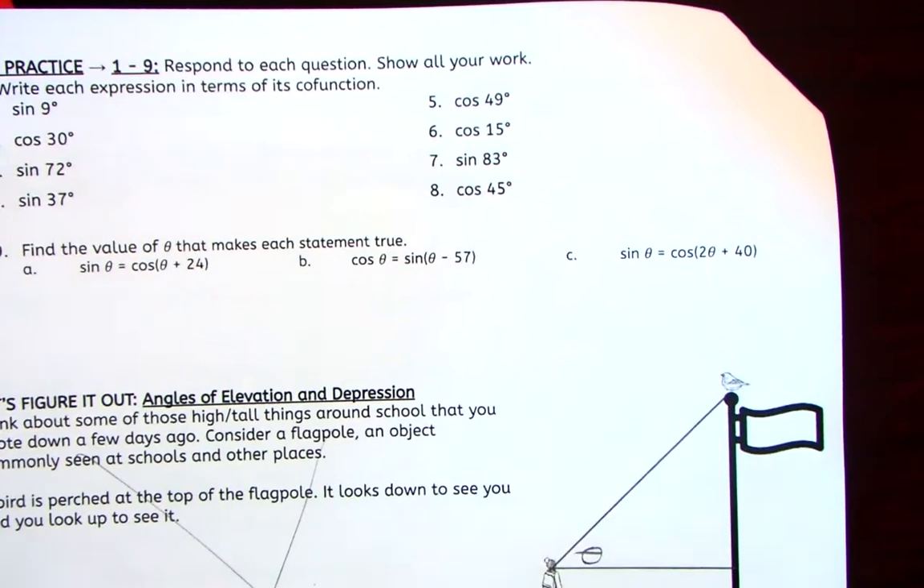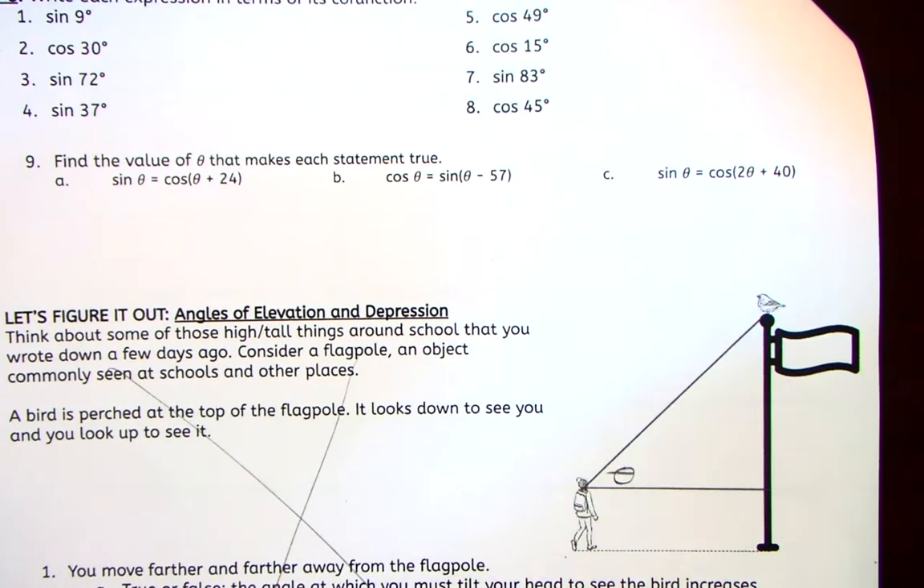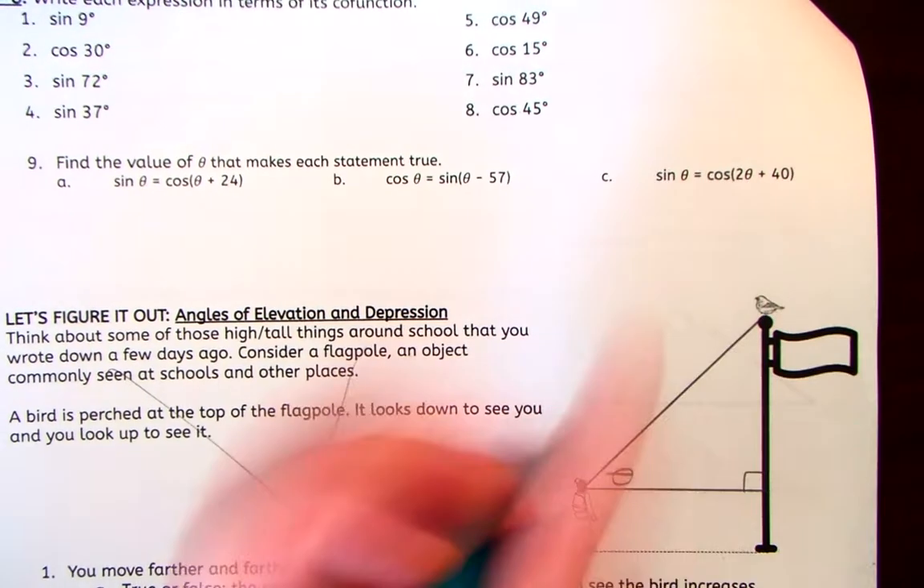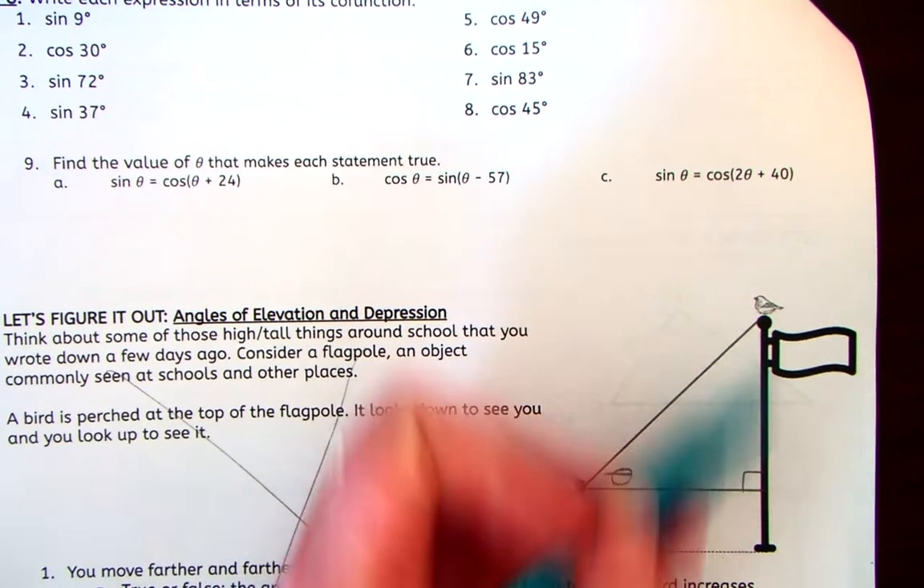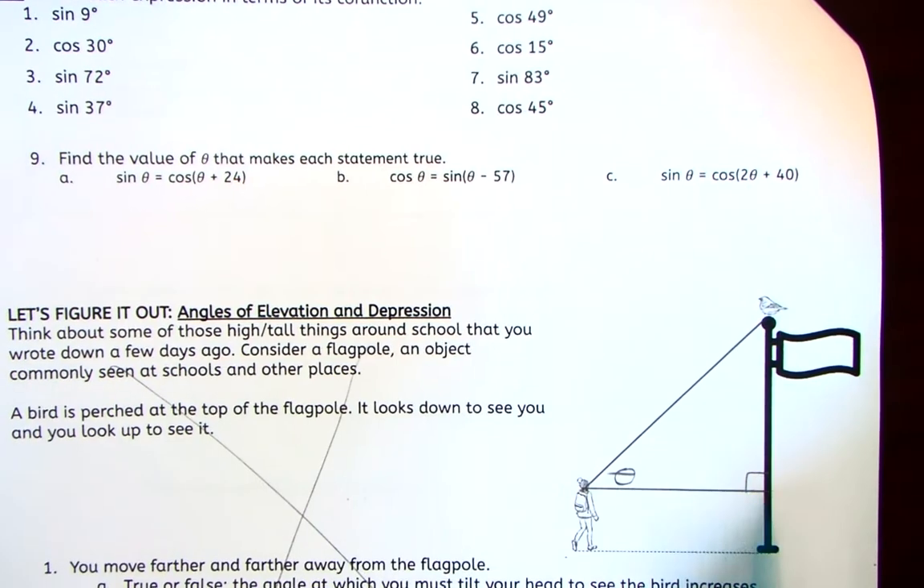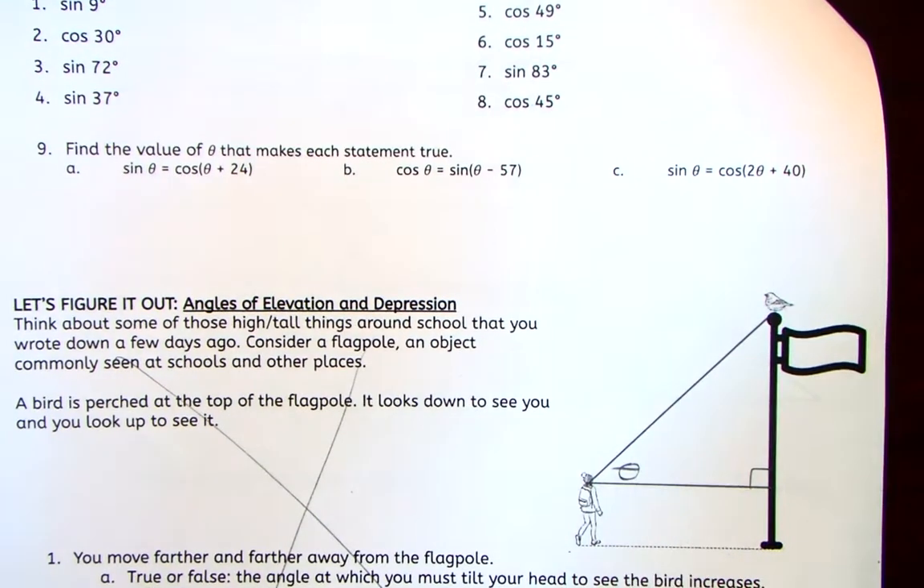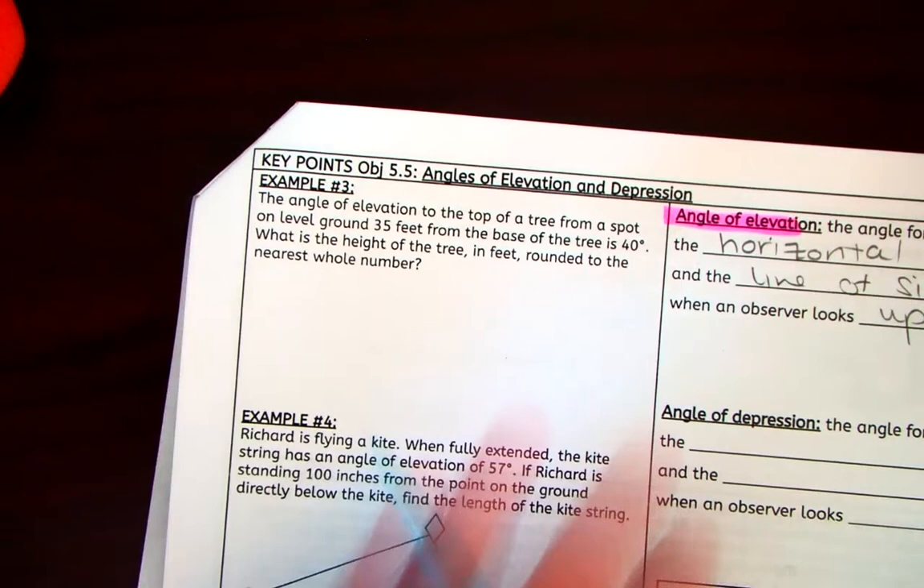Then what's dope about this is, look, as someone is looking up, look what gets formed. If we're looking up at something, we think about the height of the thing, right? And we're looking forward. What gets formed? A right triangle. So what's cool is if we have situations like this, I'm going to go over one.